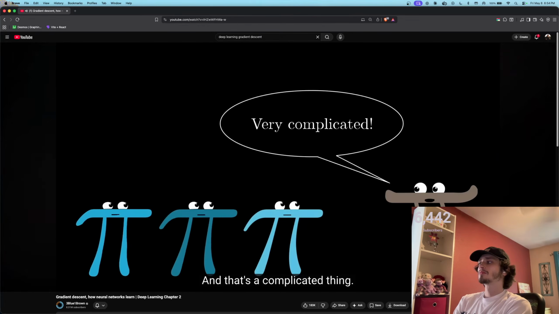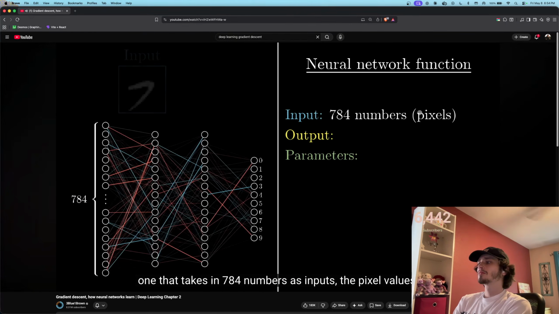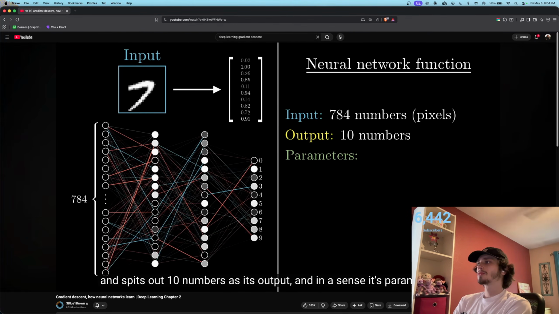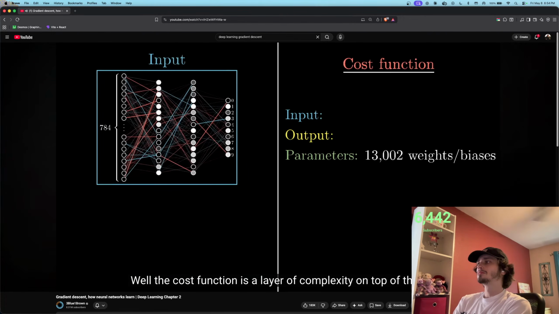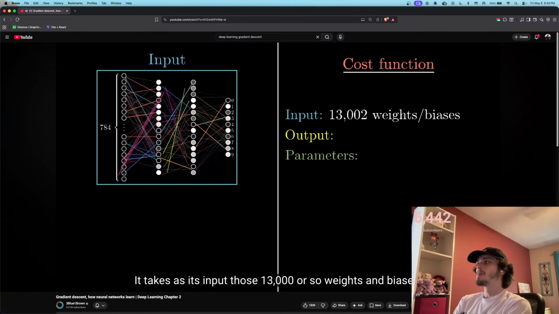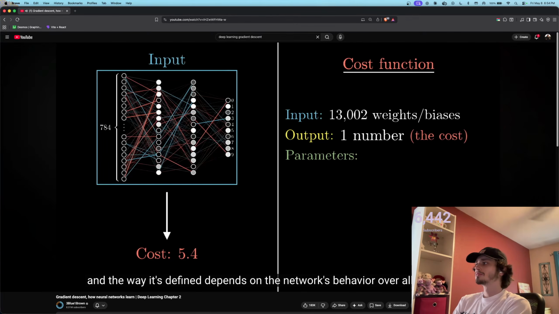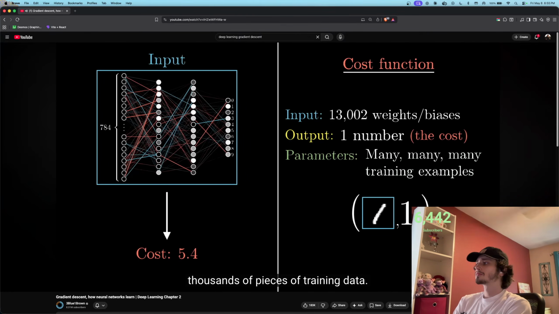And that's a complicated thing. Remember how the network itself was basically a function, one that takes in 784 numbers as inputs, the pixel values, and spits out 10 numbers as its output. And in a sense, it's parameterized by all these weights and biases. Well, the cost function is a layer of complexity on top of that. It takes as its input those 13,000 or so weights and biases, and it spits out a single number describing how bad those weights and biases are, and the way it's defined depends on the network's behavior over all the tens of thousands of pieces of training data. That's a lot to think about.